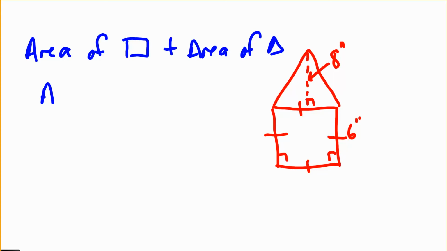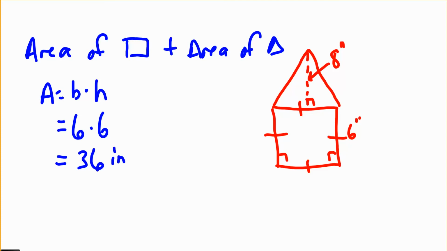The area of the square is going to be base times height because it's also a rectangle. And since it's a square, both the base and the height are the same thing. So they're both 6. So the area of the square is 6 times 6, or 36. And it looks like we're in inches, so it's 36 square inches. And we're going to add to that the area of the triangle, which is 1/2 times base times height.